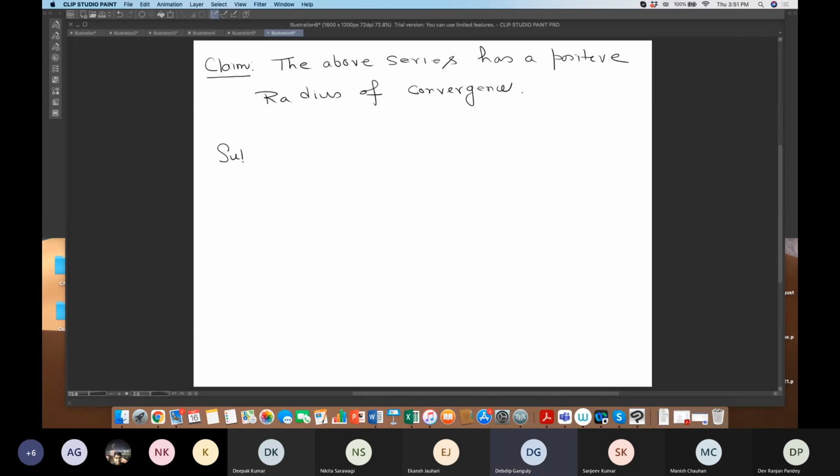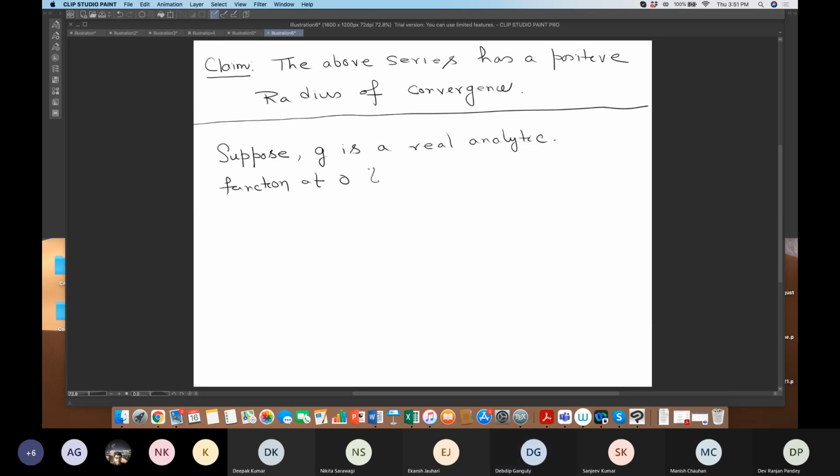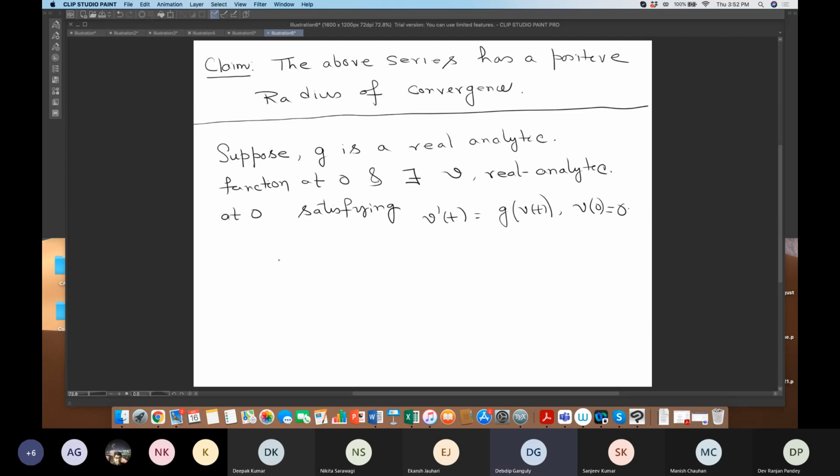Just see. Suppose, so this is our M now. Suppose G is a real analytic function at 0, and there exists V real analytic at 0 satisfying V prime t is G of Vt, and if the nth derivative of F at the point 0 is less than the nth derivative of G at the point 0 for all n. Suppose this, I am supposing, we have to prove this step also.